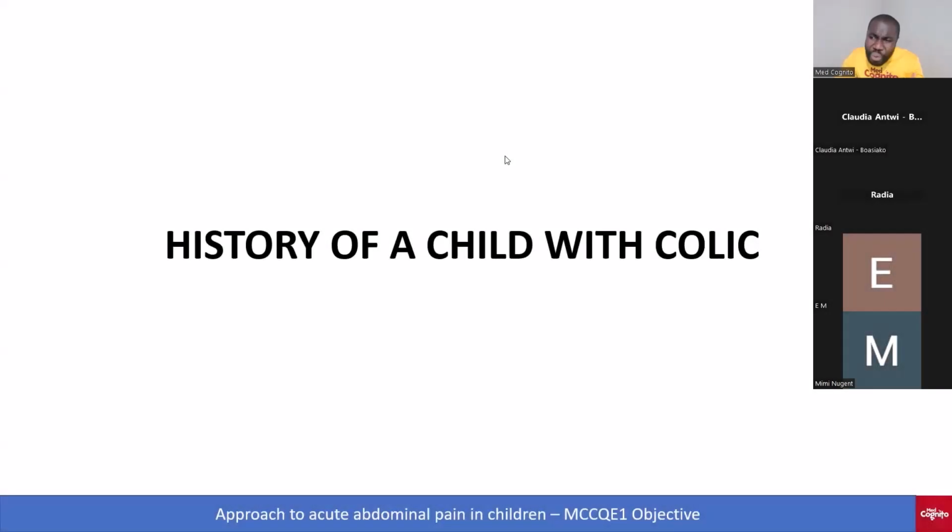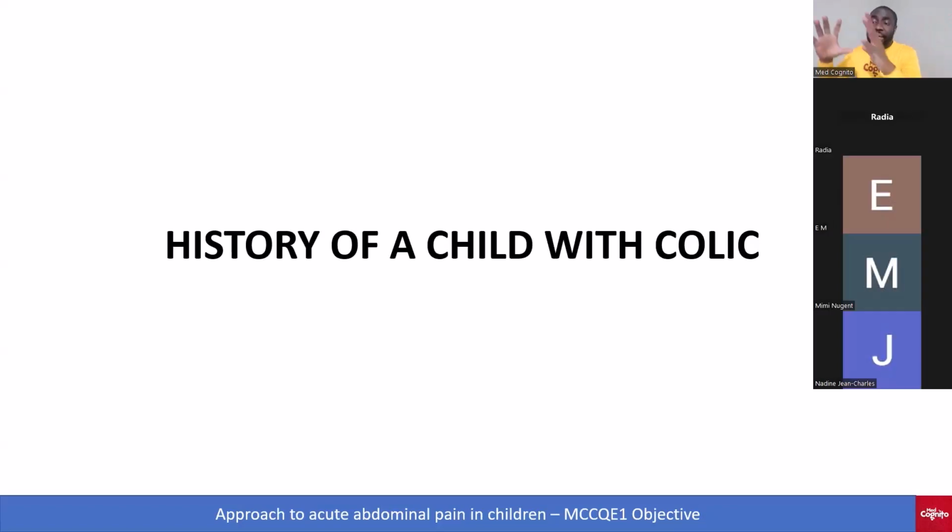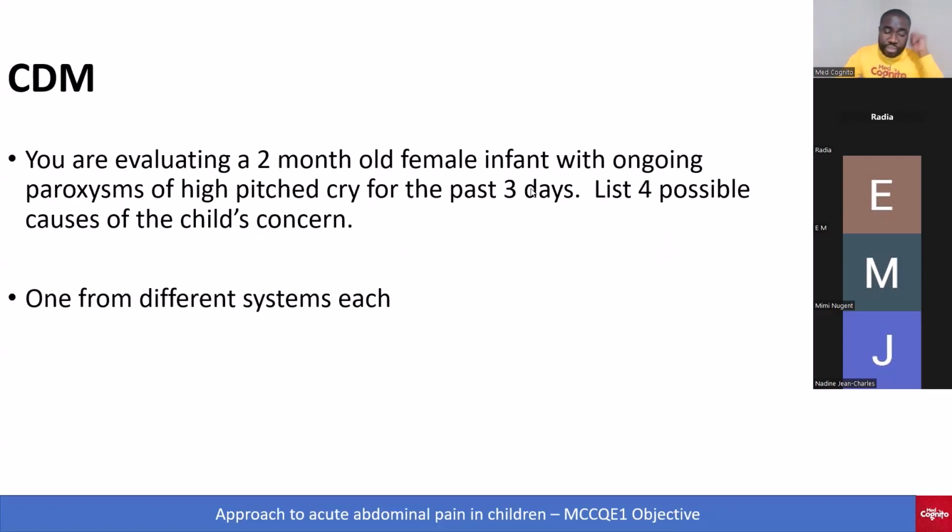Now, how will the history look like? Because the enabling objective said with each of the conditions, you must know the history, the physical exam, the appropriate investigations, and the appropriate initial management. So how will a child with colic present historically?